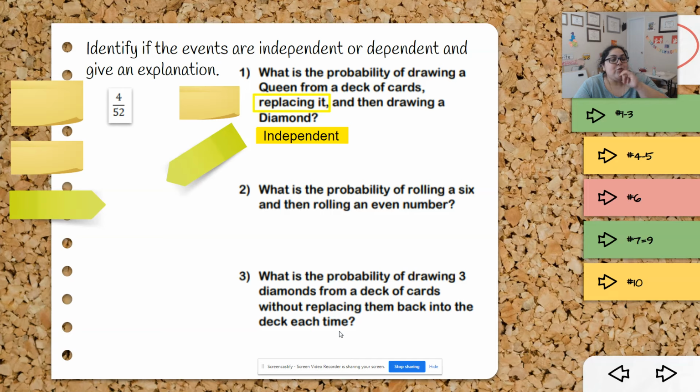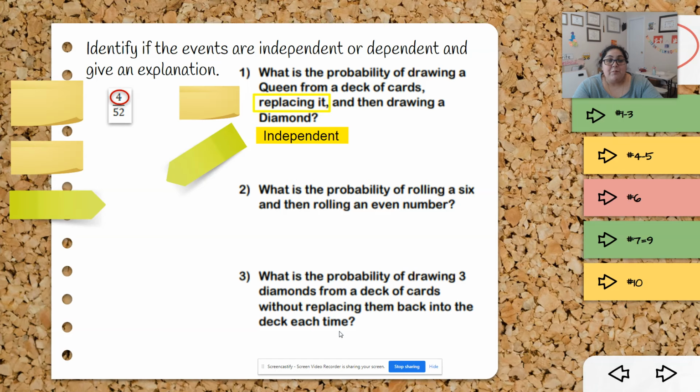Okay, 4 out of 52. Why 52? Anytime they're talking about a deck of cards, they're saying it's 52. I know that it comes with instructions, it comes with some extra ones. They're only counting the face cards and the numbers, so it's 52. And then it said queens. How many queens do I have? I have 4 suits, so I have 4 queens.